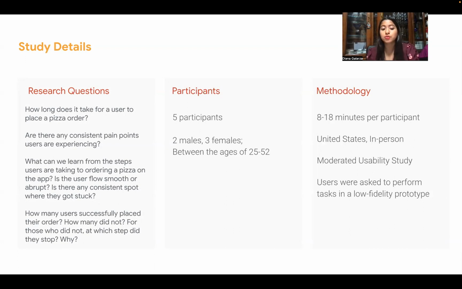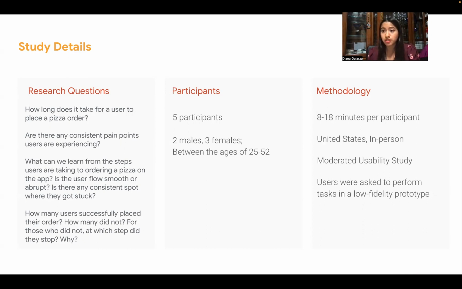Lastly, how many users placed their order? How many did not? And for those who did not, at which step did they stop and why? We want to find specific information so that we can come up with specific solutions. In this study, we had 5 participants, 2 males and 3 females between the ages of 25 through 52. So we really did do a test on a wide age group.